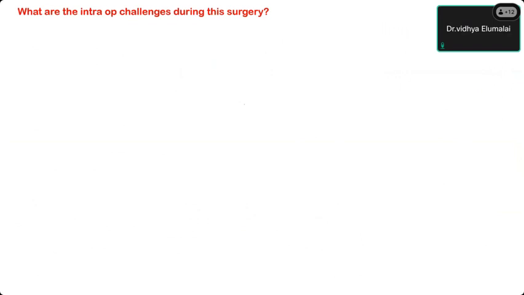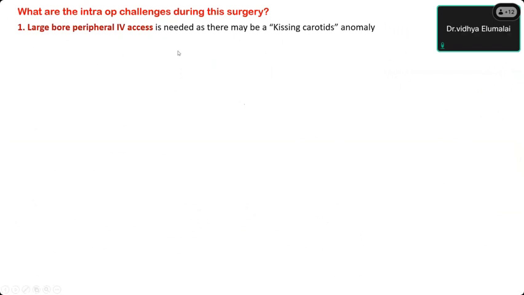So we don't have access to the airway and IV. So we need extensions for IV and large bore peripheral access as needed. There may be a carotid anomaly, where the internal carotid arteries may be very close to the tumor. And if the surgeon accidentally injures them, you may have torrential bleeding.